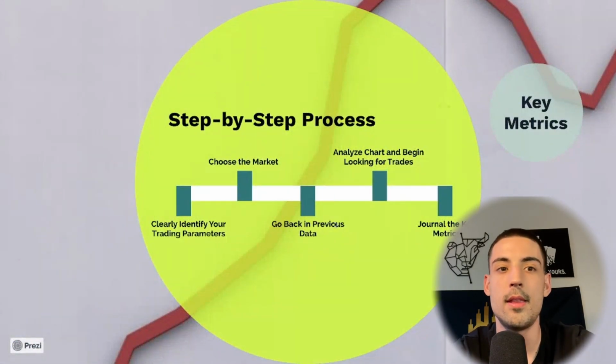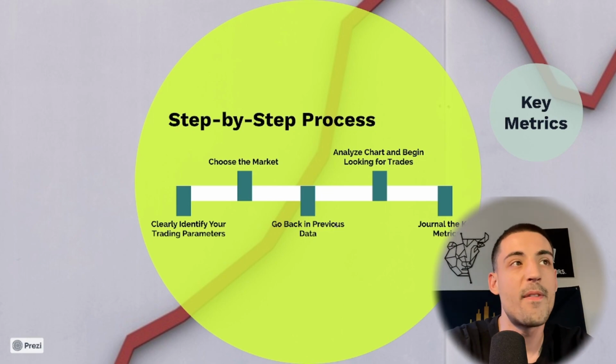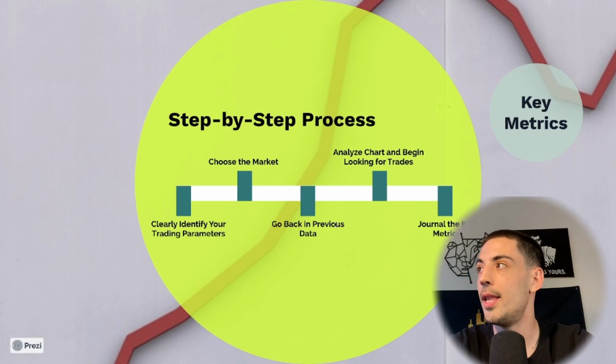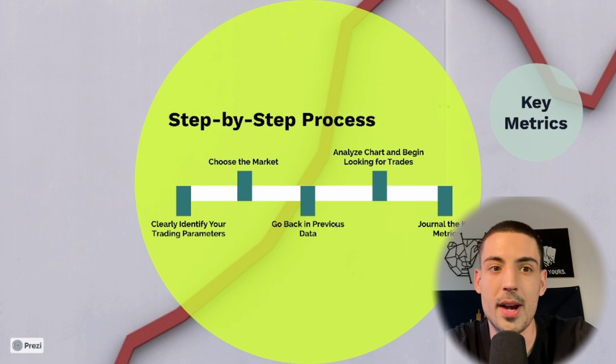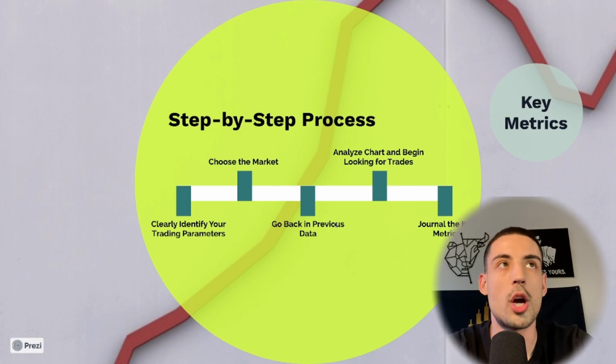This is the main thing right here: how to perform the backtesting. Okay, you've told me how good it is. Now, how the hell do I perform it? Well, first things first, you need to clearly identify your trading parameters. This is a very big one, because a lot of people don't clearly identify their trading parameters. Maybe you're asking yourself right now, what are my trading parameters? We're going to make sure to outline this when we go into the live example in the charts.